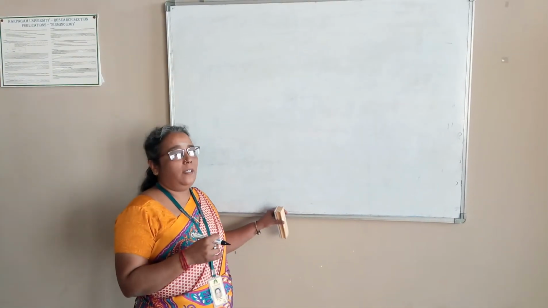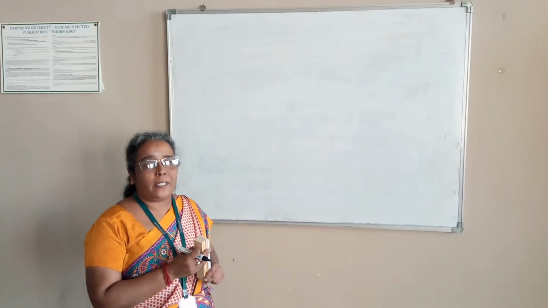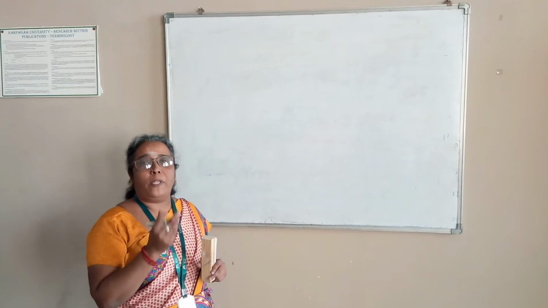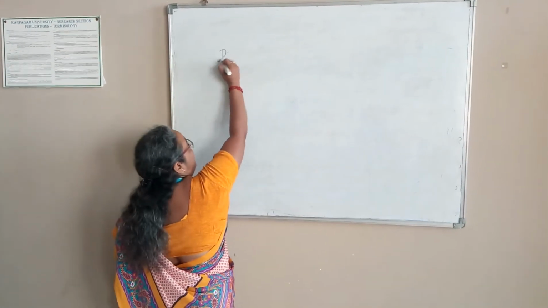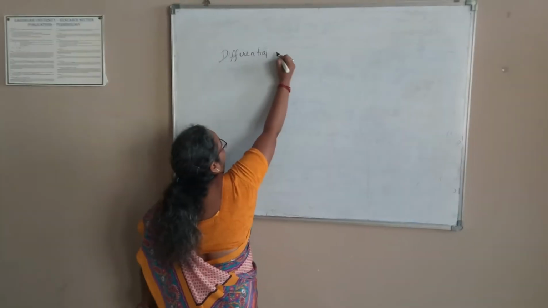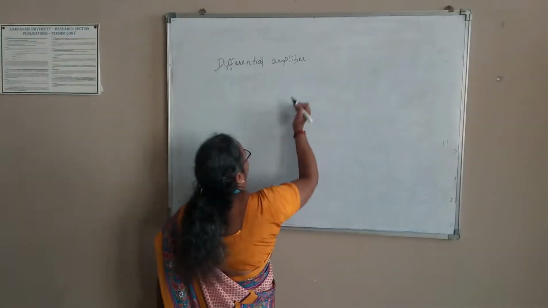Today we are going to see how to construct a differential amplifier. When I say differential amplifier, it's nothing but a circuit which will initially take the difference between the inputs and then it will amplify it. So a differential amplifier is meant for taking the difference between the inputs and then amplifying the signal by the corresponding gain.